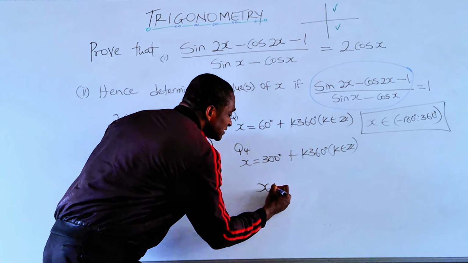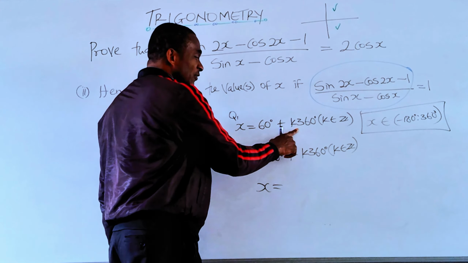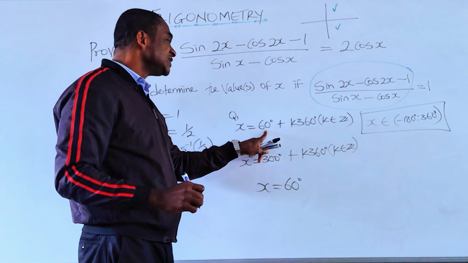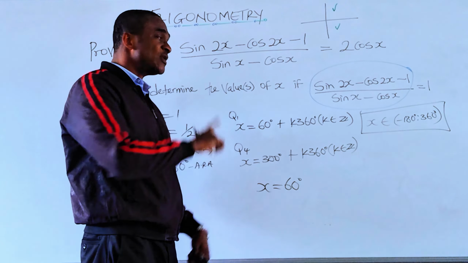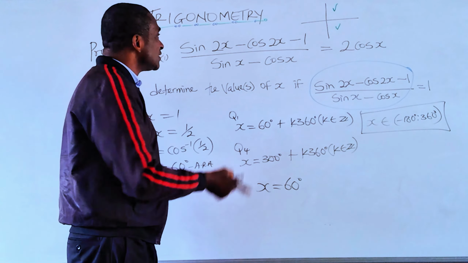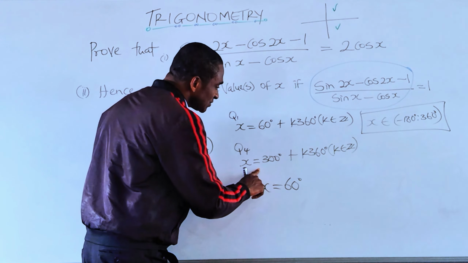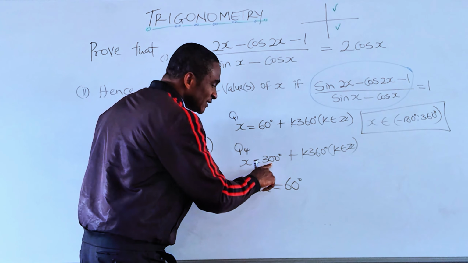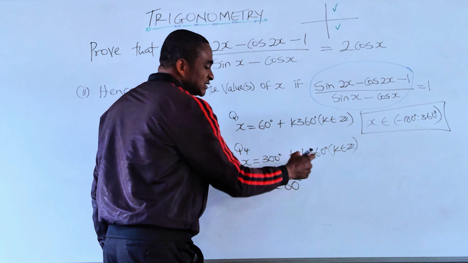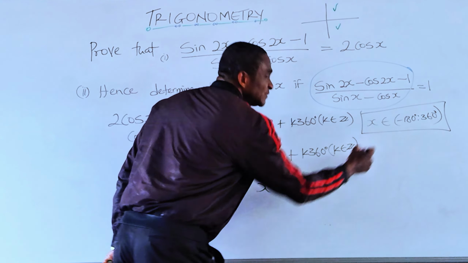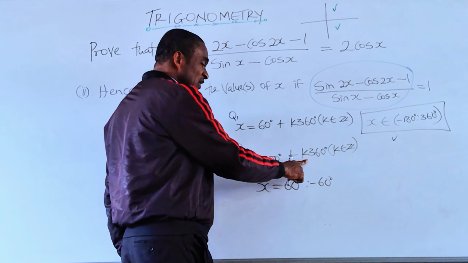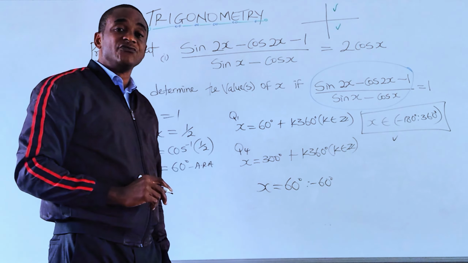Now, for values of x, if we make k 0, we will have 60 degrees. If we make k 1, we have 60 plus 360, which is 420, out of the range. Remember, k represents the number of revolutions, or the number of times it is revolving. Now, let's go to this one. If we make k negative 1, we have 300 minus 360, which is negative 60, a value that is accepted in the range of values.